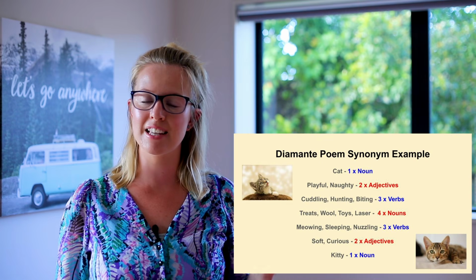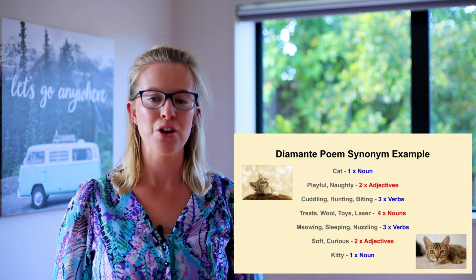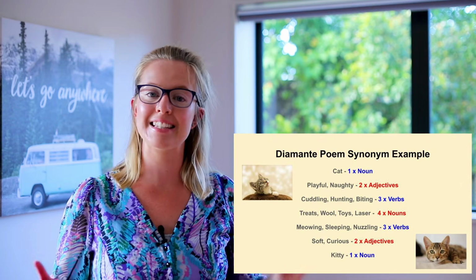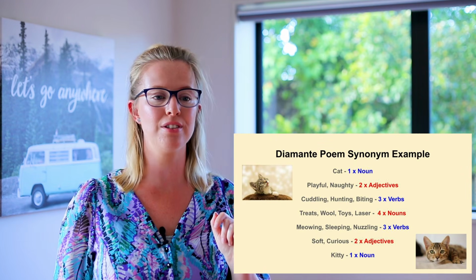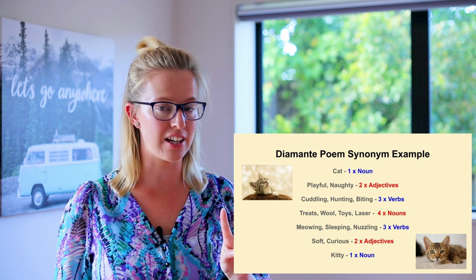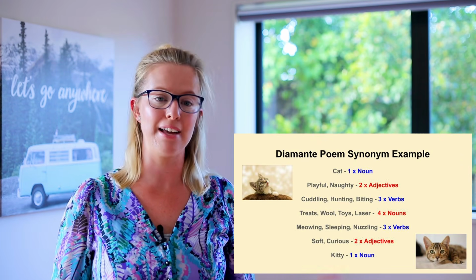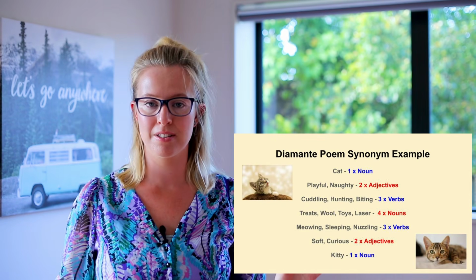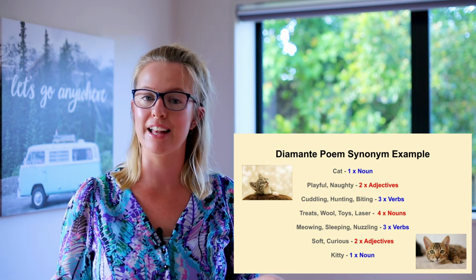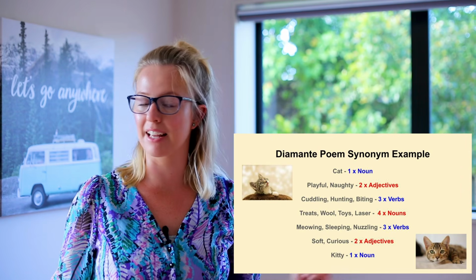And I've written down the sides which type of words we need to use for each line. So my first line is cat, which is a noun. My second line has 2 words, which are 2 adjectives. So I chose 2 words that describe cats, which is playful and naughty. My third line are verbs. So I chose things that cats do. So that's cuddling, hunting, and biting.